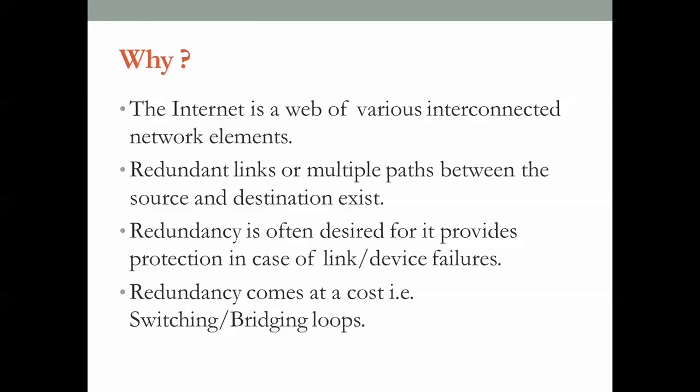So let's see why we need a protocol in place. It's always better that we understand or analyze why a protocol came into existence in the first place. So we all know that the internet is a web of various interconnected network elements, right? It's basically a mesh topology out there where we have redundant links connected between nodes, because we always prefer redundancies. This is because we have two paths that offer protection. We always need a backup path in case our main path goes down. So this is why redundancy is always preferred in networks.